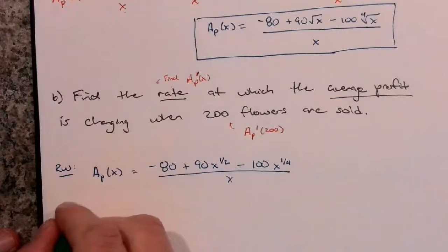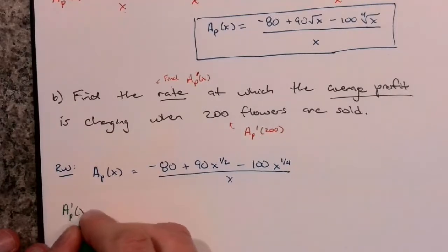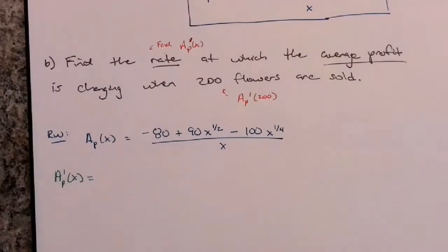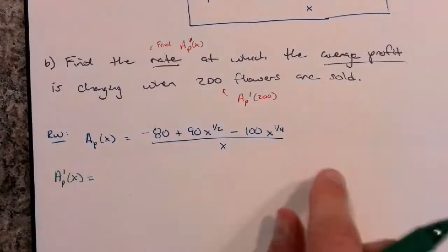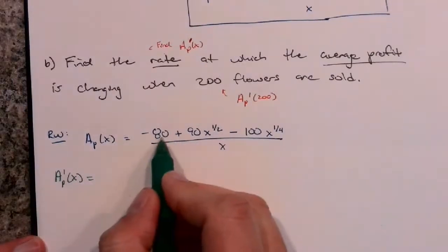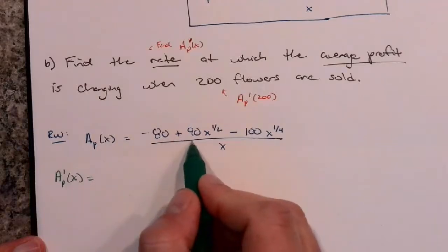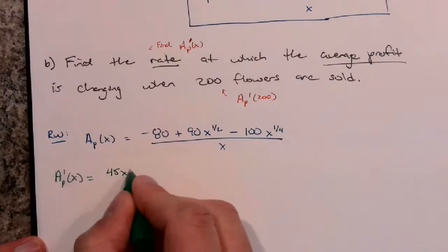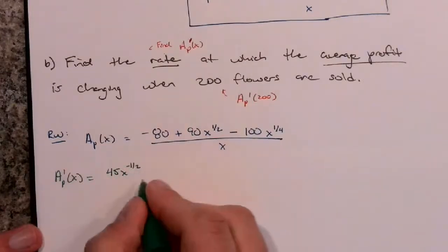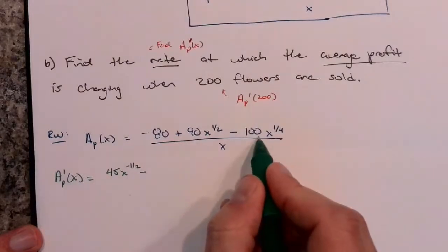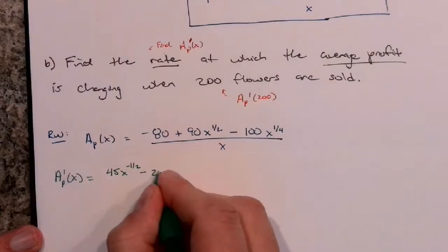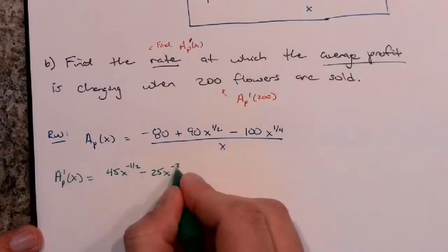So now we're ready to take the derivative. A sub p prime of x is the derivative. And because I have a function divided by a function, I'm using the quotient rule. The quotient rule says take the derivative of the numerator, the derivative of the top. So derivative of negative 80 equals 0. Derivative of 90x to the 1/2: bring the 1/2 down, becomes 45x to the negative 1/2, subtracting 1 from the exponent. Minus 100x to the 1/4: we bring the 1/4 down times 100, so we minus 25x to the, subtract 1, will be negative 3/4.